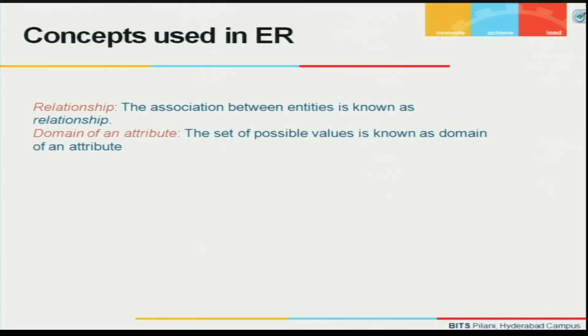Then what is the domain of an attribute? The set of possible values is known as the domain of an attribute. If you take the attribute age, what is the domain? Normally let us consider that the age of a person can be from 1 to 100 years. So 1, 2, 3, 4 up to 100, these are the possible values for any person under the attribute or the property age. So that's why this set is called the domain of the attribute age. And at the same time, every attribute will also be associated with a type, a data type. It could be a string, or a number, or a real number, and so on and so forth.